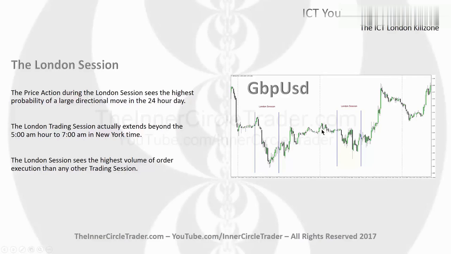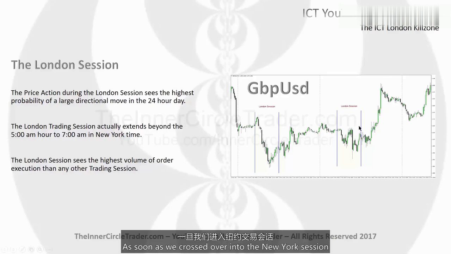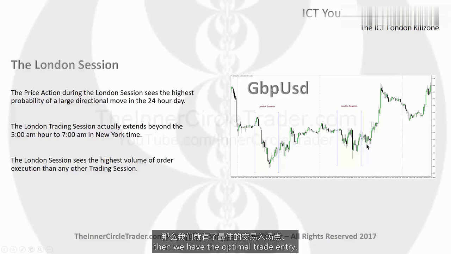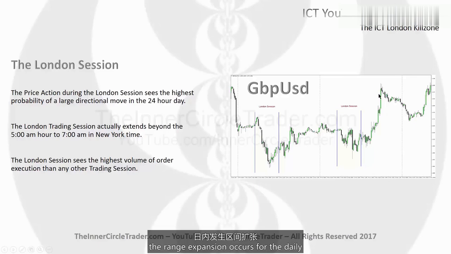The very next day, we had an initial drop down in London, creating the low of the day, but it closed the session right in the middle, so it didn't really have much of a trend. It had a spike low, but if we're bullish, it didn't really show any kind of indication in the London session. But as soon as we crossed over into the New York session and overlap with London, then we have the optimal trade entry, then we have the dynamic imbalance where the range expansion occurs for the daily upside and up close.